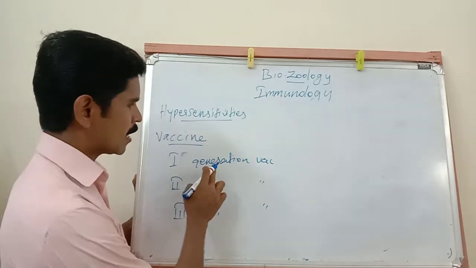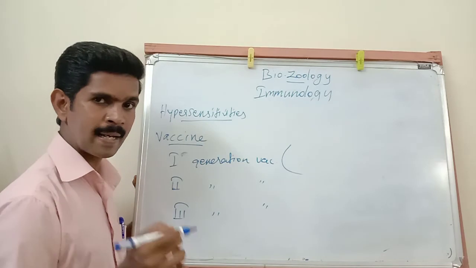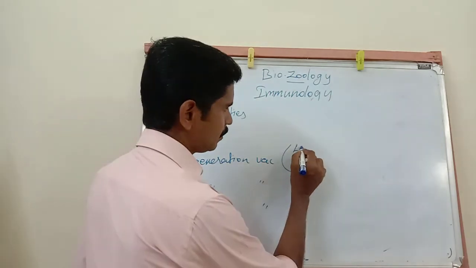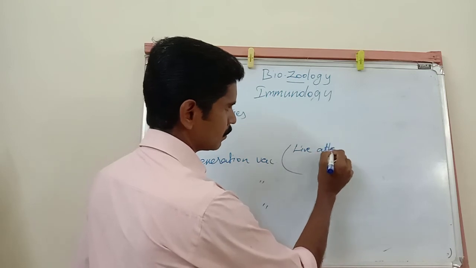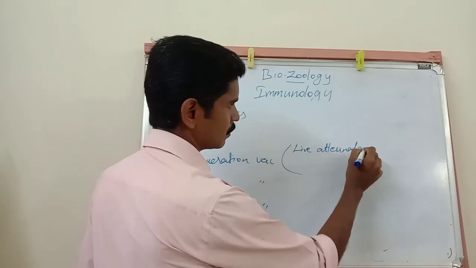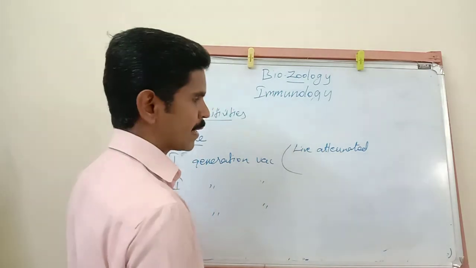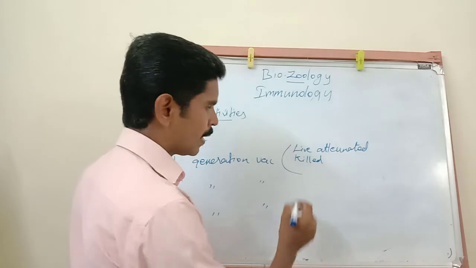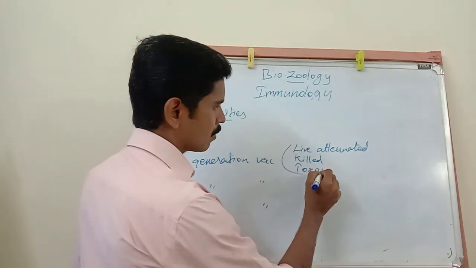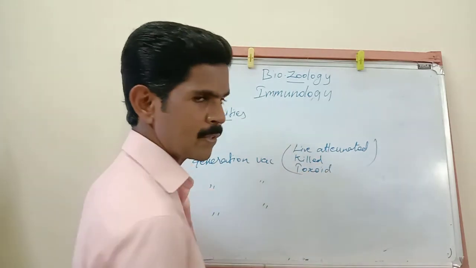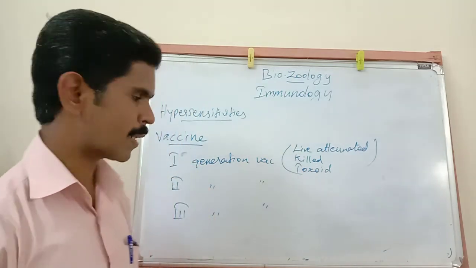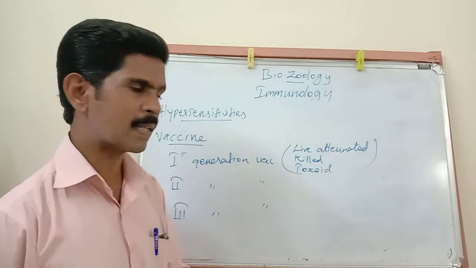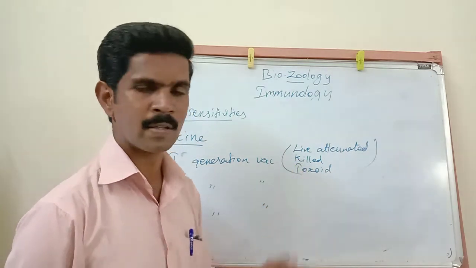Understand? Then this first generation vaccine is again classified into 3 types. The first one is live attenuated vaccine. Second one is killed vaccine, and the third one is toxoid vaccine. So the vaccines are classified into 3 major categories, and the first generation vaccine is again classified into 3: live attenuated, killed and toxoid vaccine.